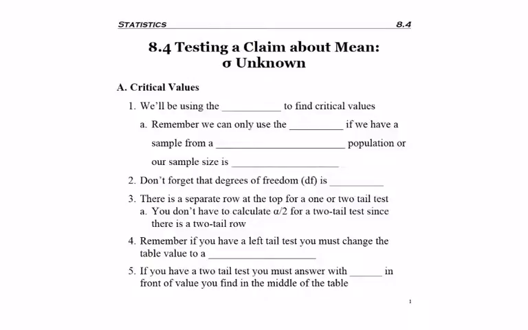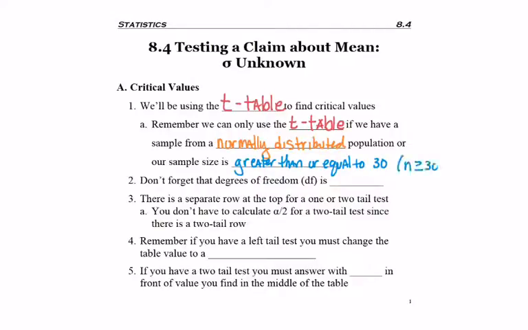For these types of problems, we will be using the t-table to find critical values. Remember, you can only use the t-table if we have a sample that comes from a normally distributed population, or our sample size is greater than or equal to 30. So essentially n greater than or equal to 30. Remember, this is because if you don't have a normal distribution, once you get samples of this size, the sample itself becomes normally distributed.